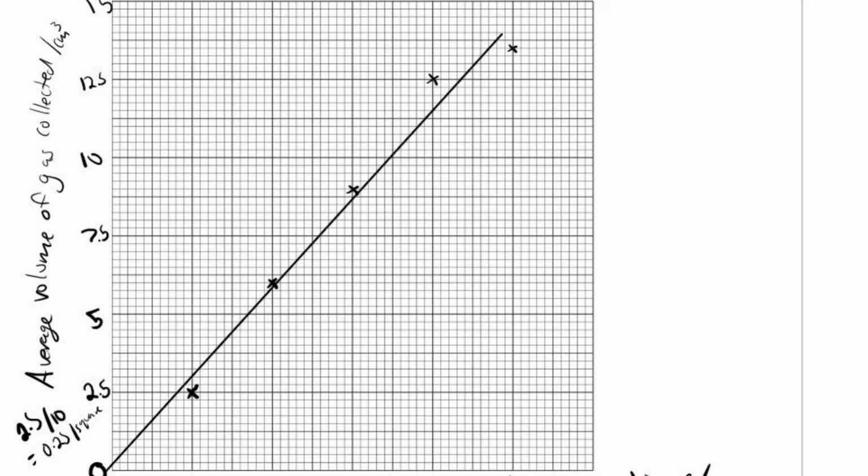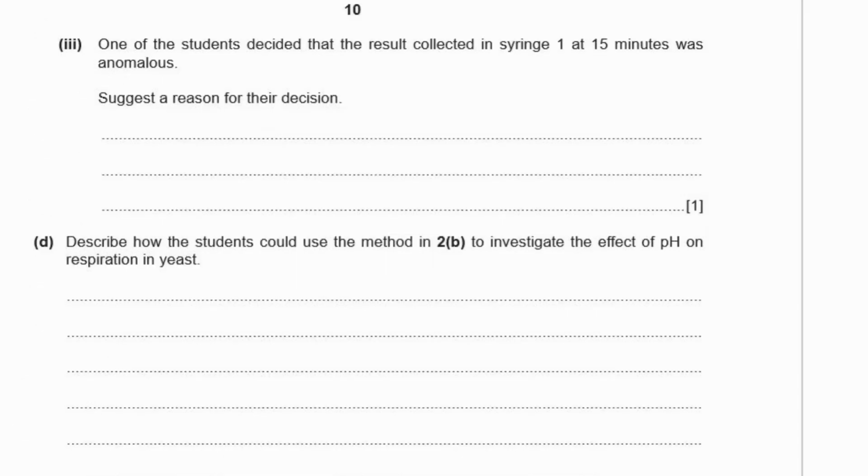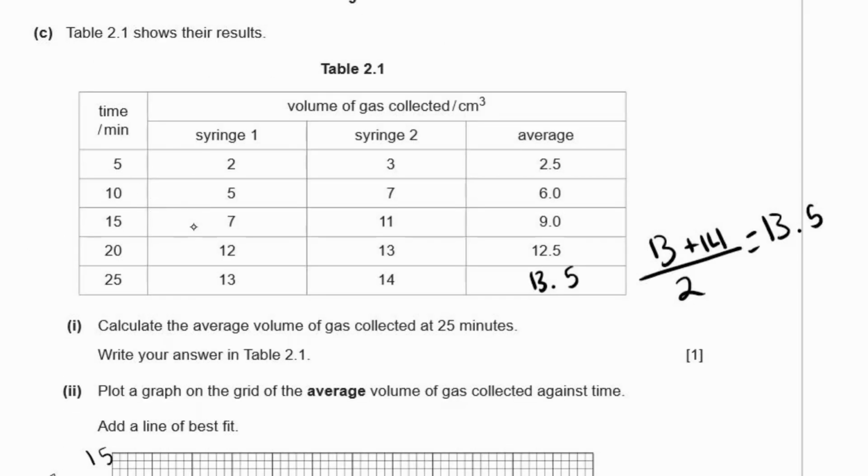All right, good. 3. One of the students decided that the result collected in syringe 1 at 15 minutes was anomalous. Suggest a reason for the decision. So syringe 1 at 15 minutes. 2, 5, 7, 12, 3, 7, 11, 13. The difference between 7 and 11 is a pretty big number compared to 5 and 7, 2 and 3, and 12 and 13. And 13 and 14.